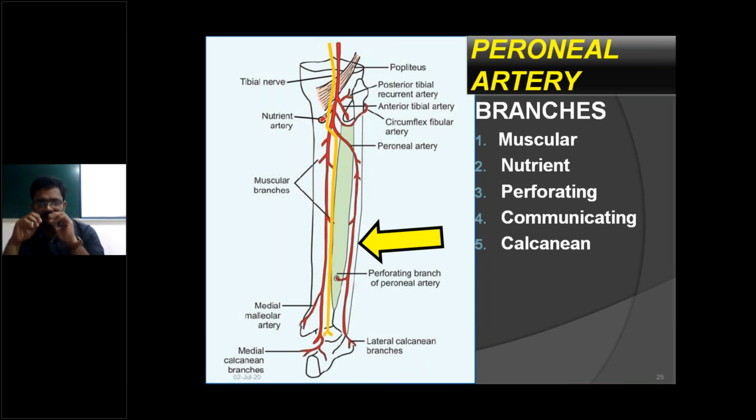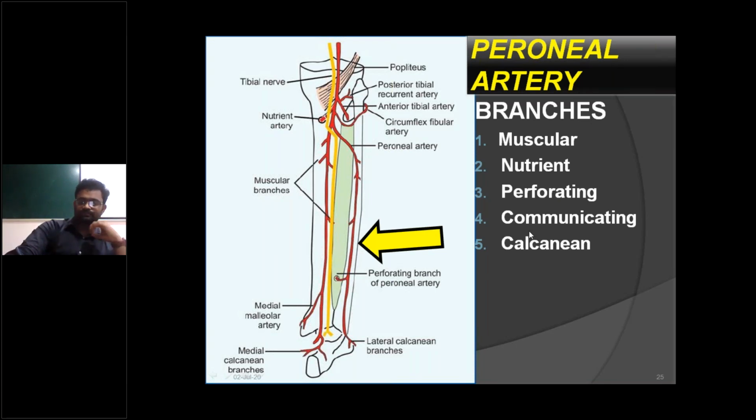So what are the branches of the peroneal artery? Number one, muscular branches, which supply the posterior compartment muscles. The nutrient artery arises from the peroneal artery and supplies the fibula. So the nutrient artery of the fibula arises from the peroneal artery, and the nutrient artery of the tibia arises from the posterior tibial artery. Next one, perforating branches. These perforate the interosseous membrane and enter the anterior compartment of the leg.